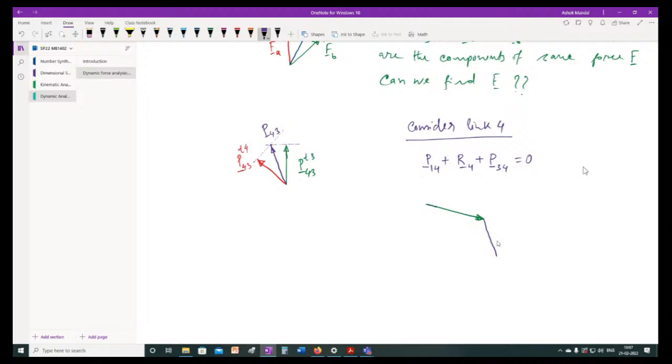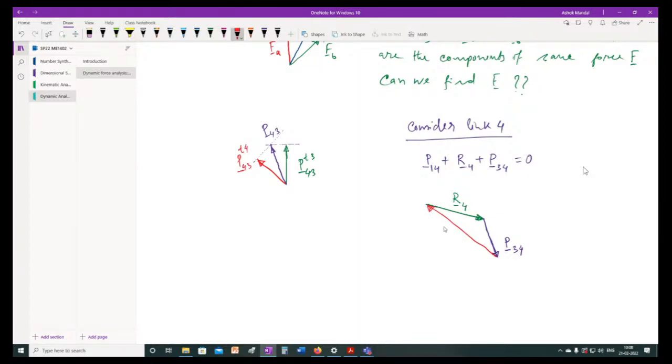So this is all graphical. When you have this diagram, the length is the magnitude, and the direction is also known to you. So you can draw the same thing here, but now the direction is opposite, because P34 and P43 are equal and opposite. Now this is R4. So obviously this diagram is completed with this vector, which you can draw using your scale.